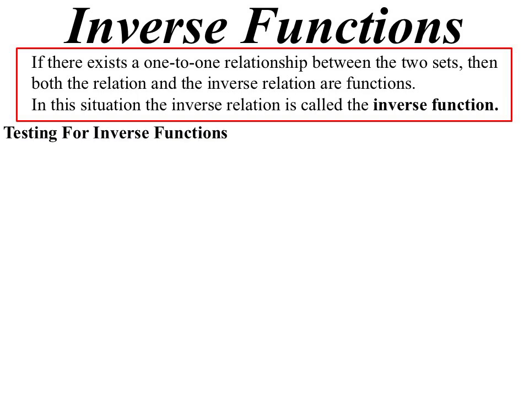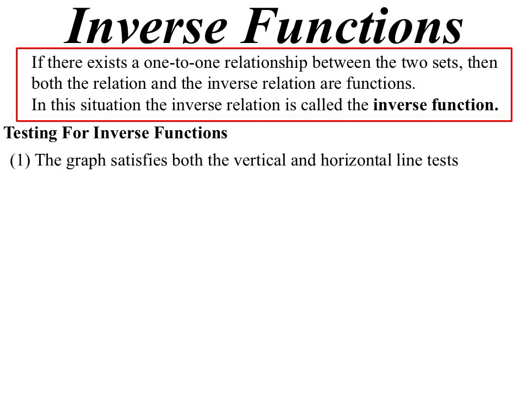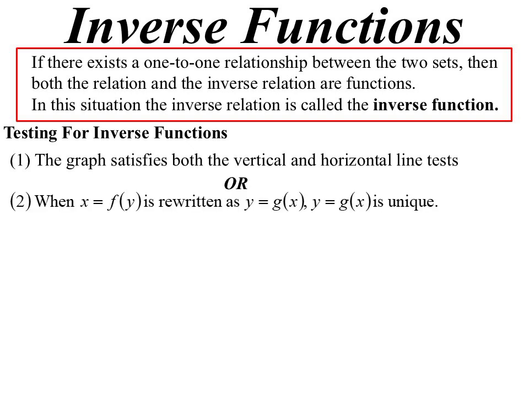How do you test for it? Well, you can do it visually. Remember, to see if it was a function, we did a vertical line test. So because we're swapping the x and y's around, to see if that function has an inverse function, we could look at a horizontal line test. The other way is to look at the actual equation itself. So when x equals function y is rewritten, you get something that's unique.